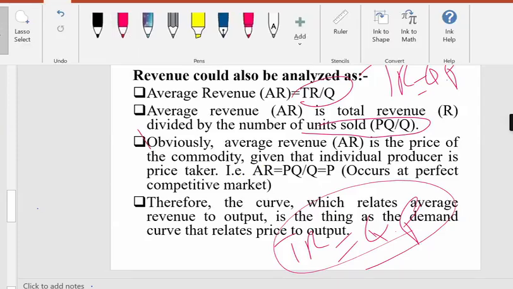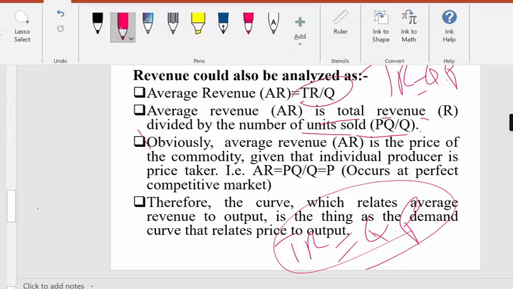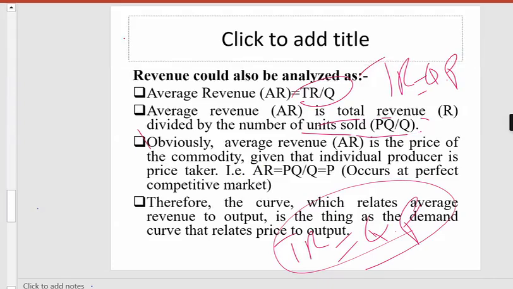That's what I was trying to show. For average revenue, sometimes you have to take PQ divided by what? Yeah. So obviously average revenue is the price of the commodity. That was the meaning of that interpretation.